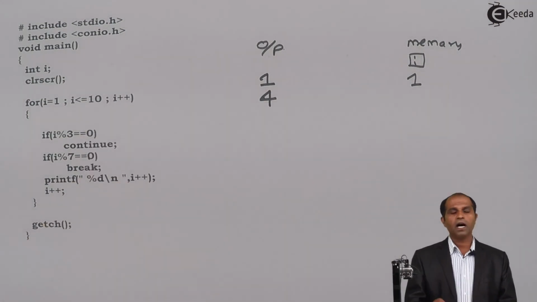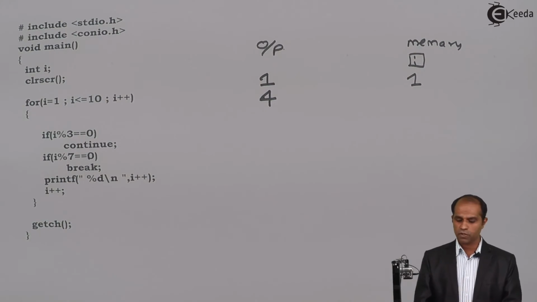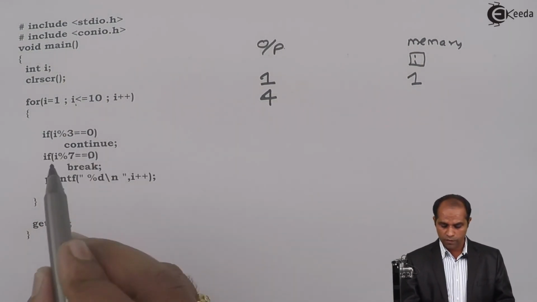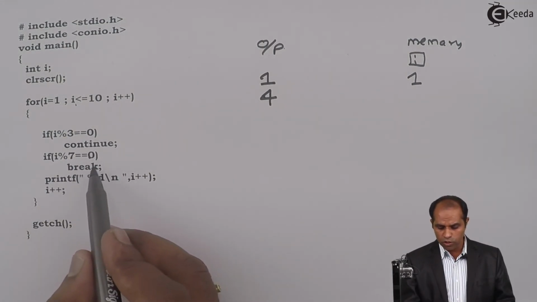So let's go back, i++. 6++ is now 7. 7 less than or equal to 10, true. 7 mod 3 equal to 0, false. 7 mod 7 equal to 0, true. True in the sense break.